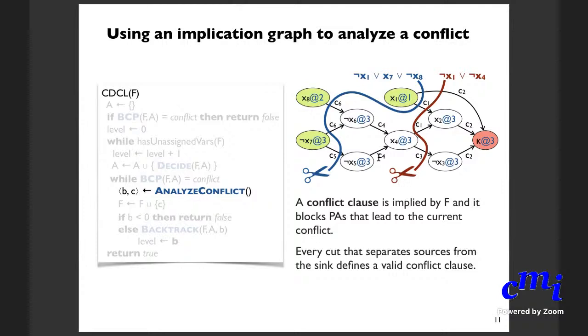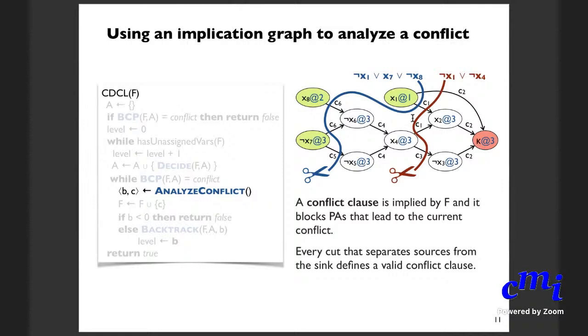I mean, this cut has x1, x4, this cut also. You can also have a cut like this that goes through C4, the way I'm moving my arrow. But that will give rise to a conflict clause which has not of x1, or x6, or x5. Now, I'm claiming it's not as good because it has two literals, two literals which were implied at this level.